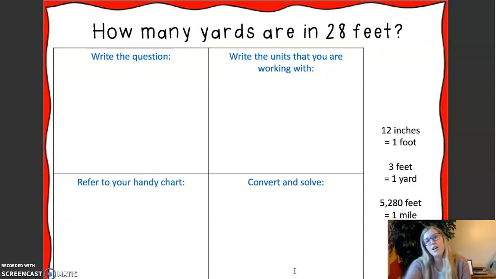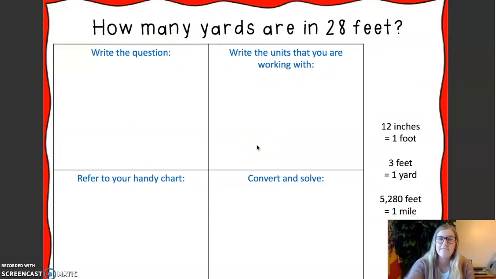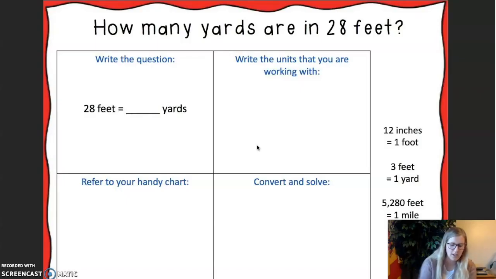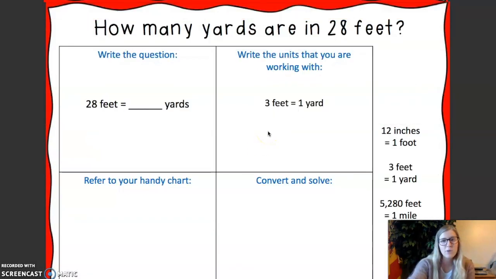Okay, how many yards are in 28 feet? We've got 28 feet. We're going to write the question, 28 feet equals blank yards. So let's go ahead and decide that right now. Are feet small or are yards small? If I had 28 yards, that's a lot farther than 28 feet because in every single one of those yards, there's 3 feet. So in this one, we're starting with our small, okay? Then my next one, I'm going to write the units that I'm working with.